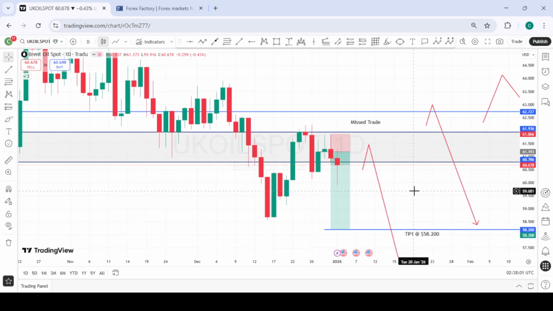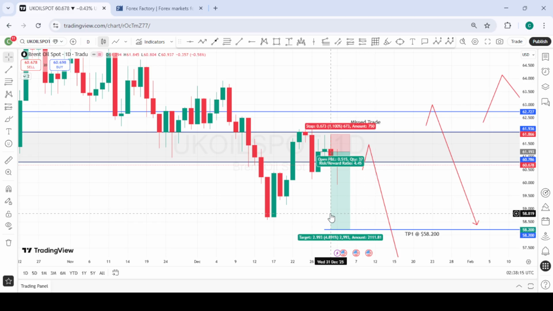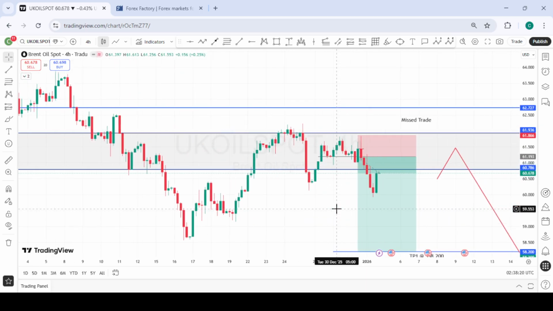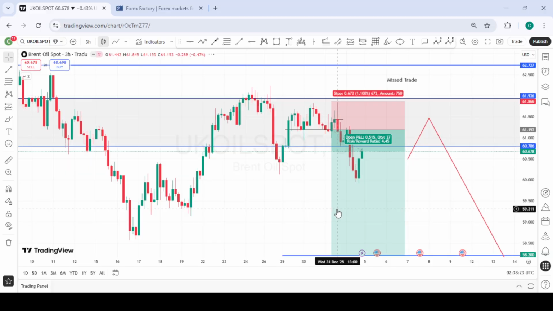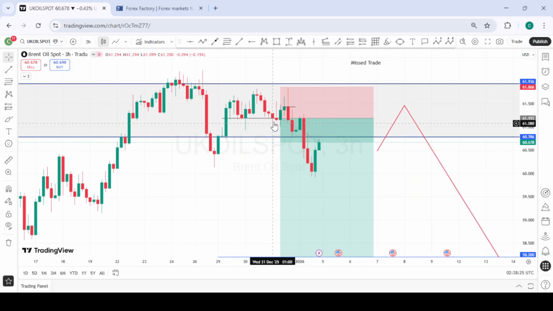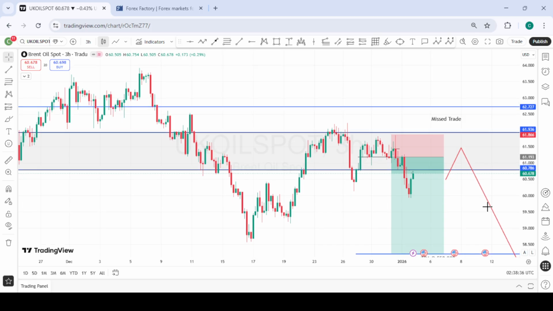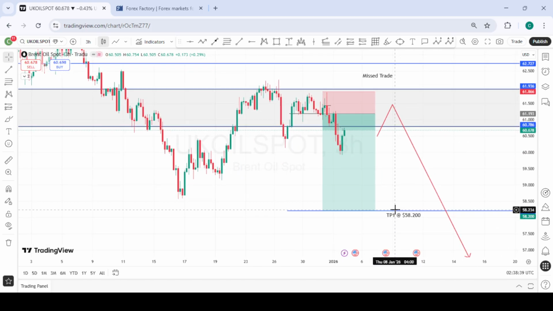Last week we had this setup on UK oil or Brent crude oil, where we were expecting a lower high formation for us to get a selling opportunity to the downside. And we had a lower high formation, and this is how it turned out. As price pulled back, it gave us a head and shoulders formation on the 4-hour or 3-hour time frame. So our entry should have been at the retest of the neckline of this head and shoulders, and we were supposed to target the very first TP we have here.